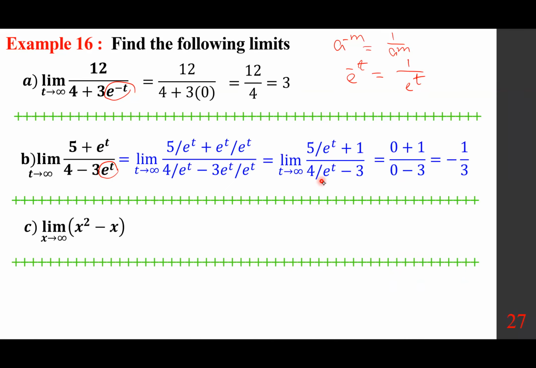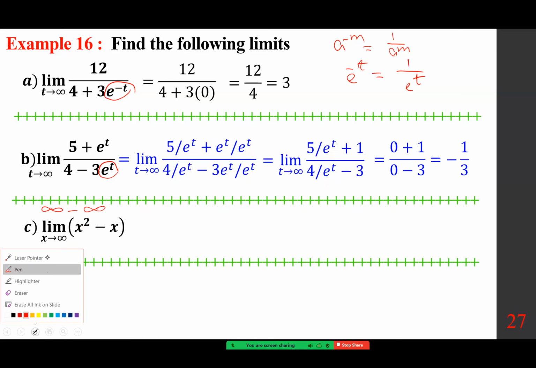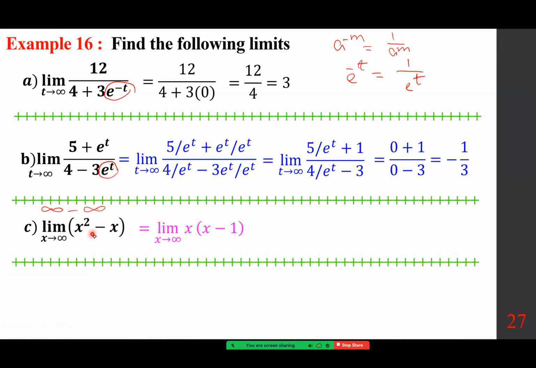If we plug in, we get infinity squared minus infinity. Simply put, infinity minus infinity, which is indeterminate. So we have to use some sort of an algebraic technique, in which case it is factoring. So when we factor the x out, now, as you can see, this is infinity minus 1. Infinity minus any number is still infinity. Their product is infinity.